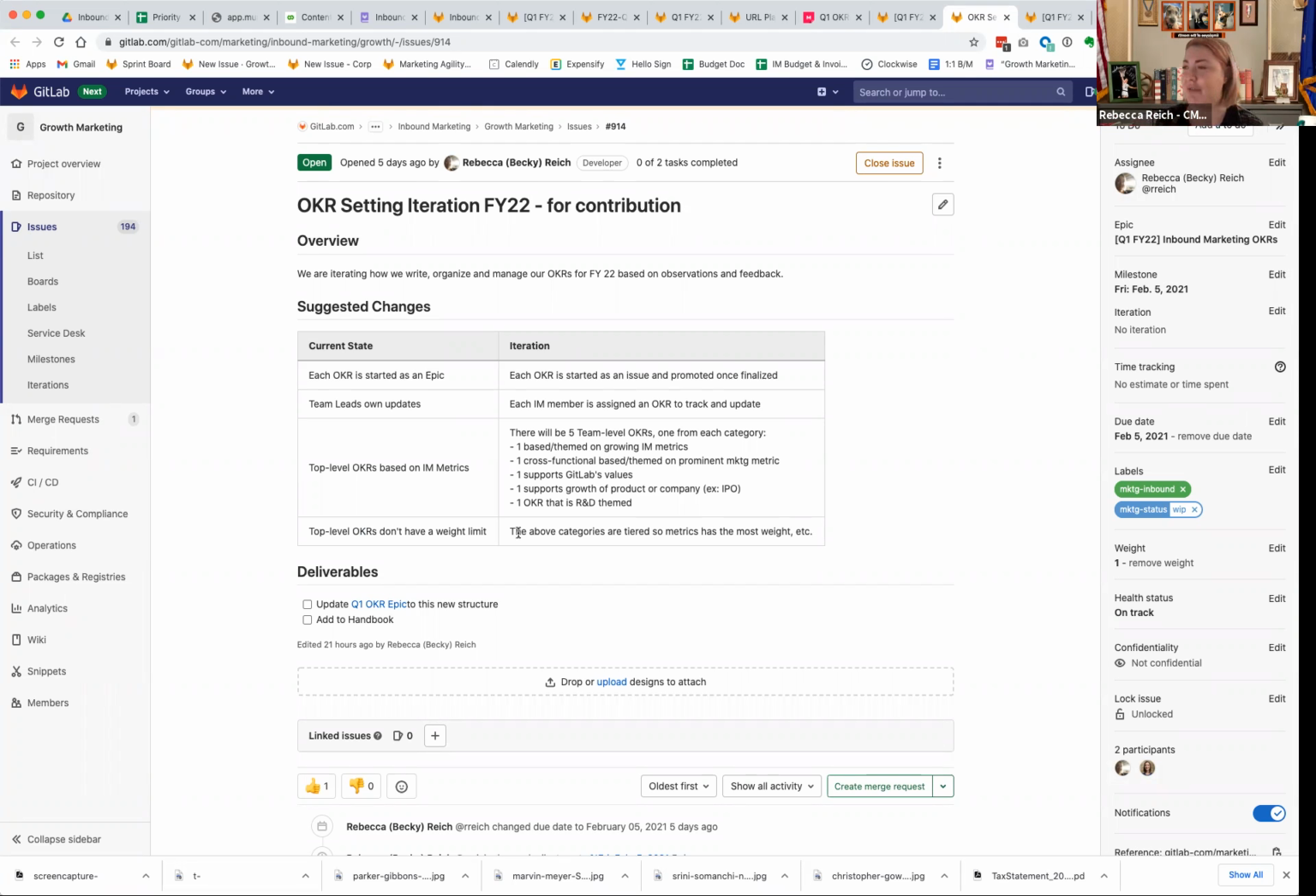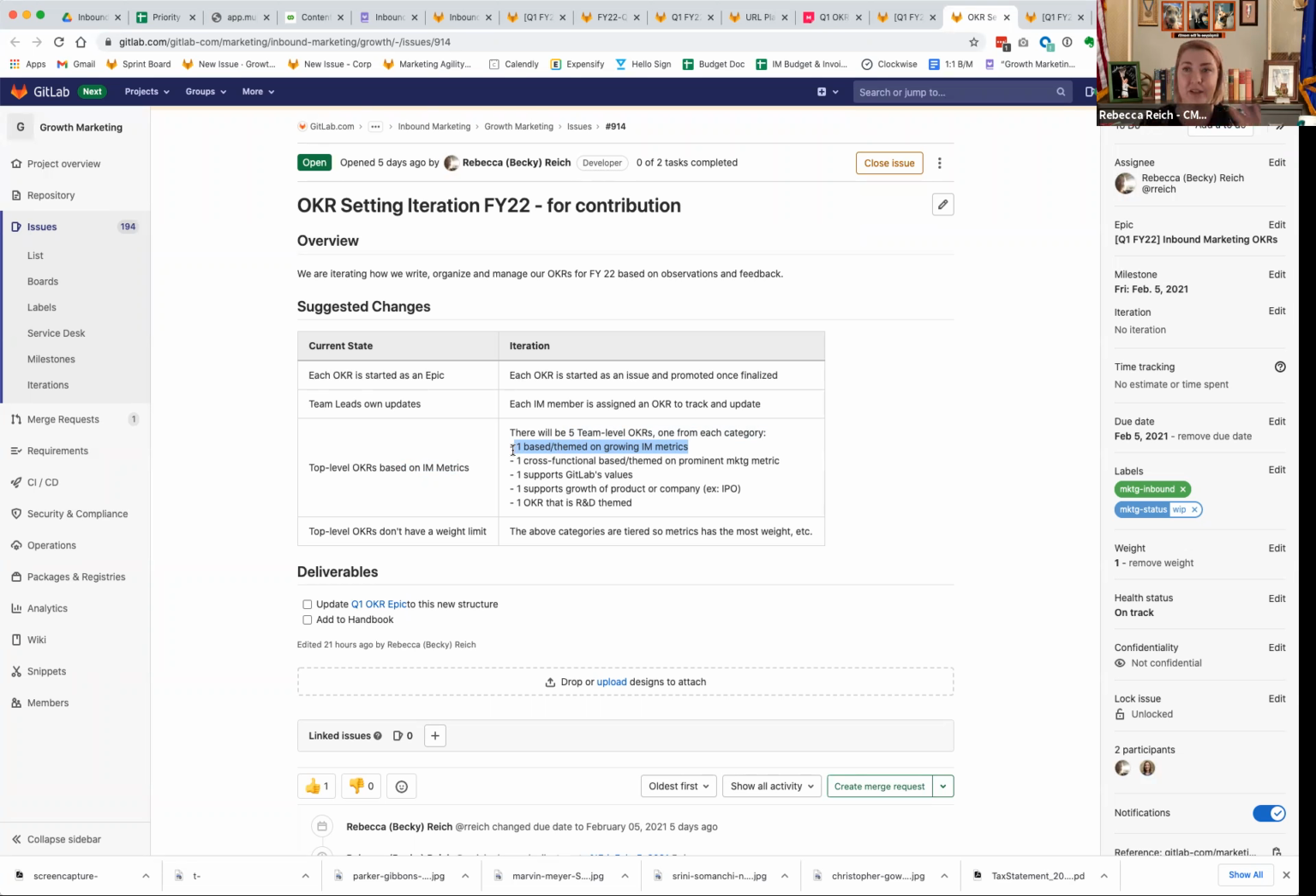So going back, sorry, I forgot to mention this, in the top level, going from metrics based to theme based, this allows us to have themes that not only support our metrics, but will be cross-functional. And they also support GitLab's values. It puts time into having a project for that. And we have projects that are R&D themed so that people can follow a little bit more of their passions and things that interest them within the quarter. So it makes sure that we leave space for that.